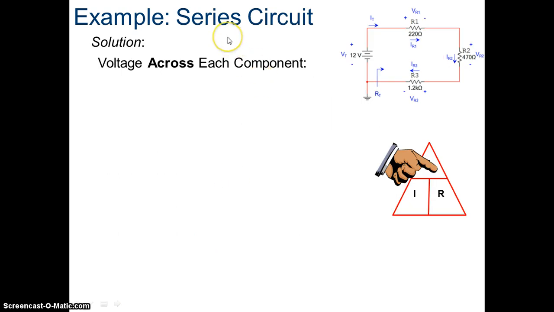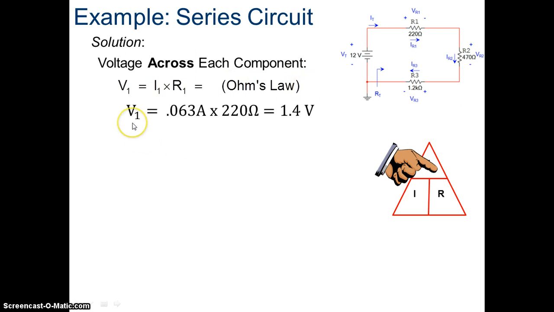Now we want to know what is the voltage going through each of these resistors, because we know that in a series circuit they each get a little bit of the voltage. To get the first one, we're going to try to get the voltage through number 1, and we're going to multiply the resistance of number 1 times the current through number 1. That's Ohm's law, which we talked about in class. So when we plug those in, voltage through 1 is 0.063 amps, which is the current we found for all of them, times the resistance of that resistor, 220, and we get our voltage to be 1.4 volts going through resistor 1.